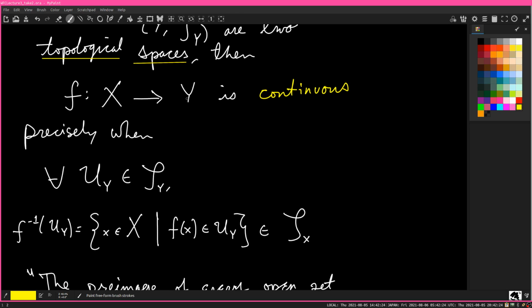so for all open sets in Y, this is called the preimage. So the preimage under f of U_Y is defined as the set of all x in X such that f of x is in U_Y. So we're picking some open set in Y and finding all of the points in X that map down to U_Y. So maybe let me draw a picture. I should draw a picture. I don't want to draw a picture, but this is important. So let me draw a bigger picture.